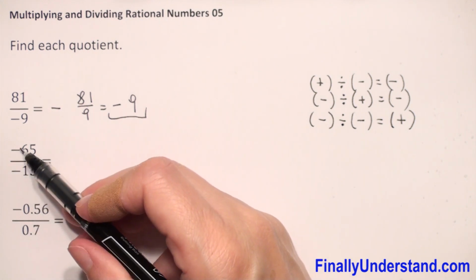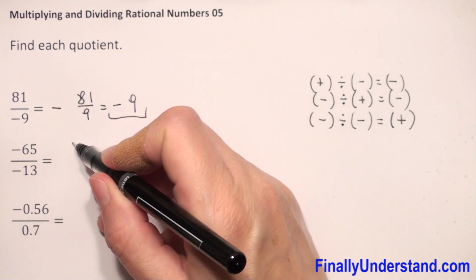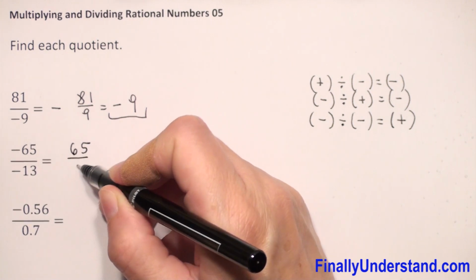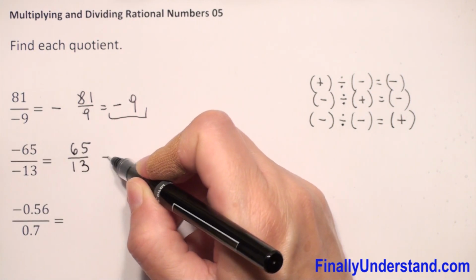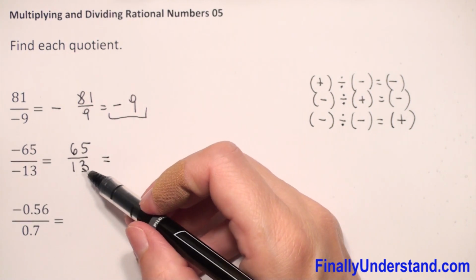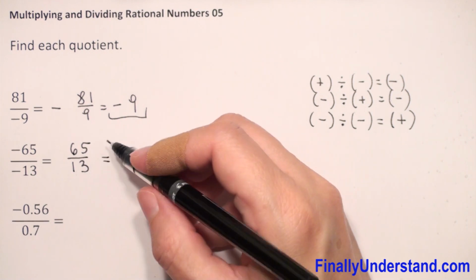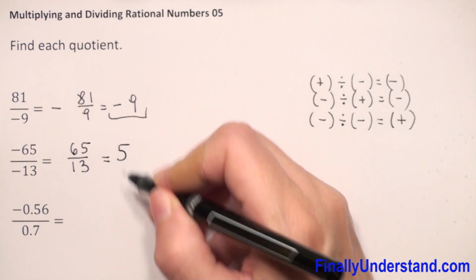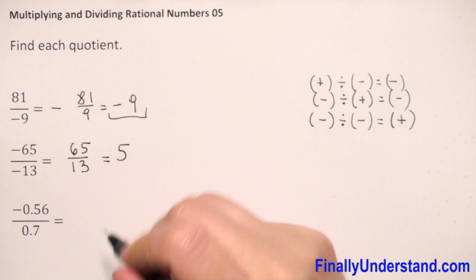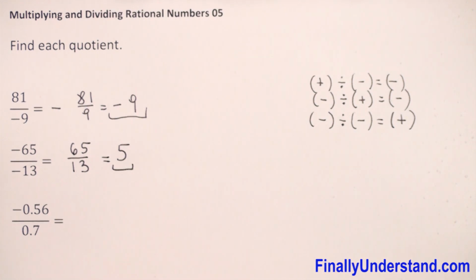And now we don't have negative sign, we have just 65 divided by 13. How many times you can put 13 to 65? 5. So this is my solution to the second example, and the last we have to first check the sign.